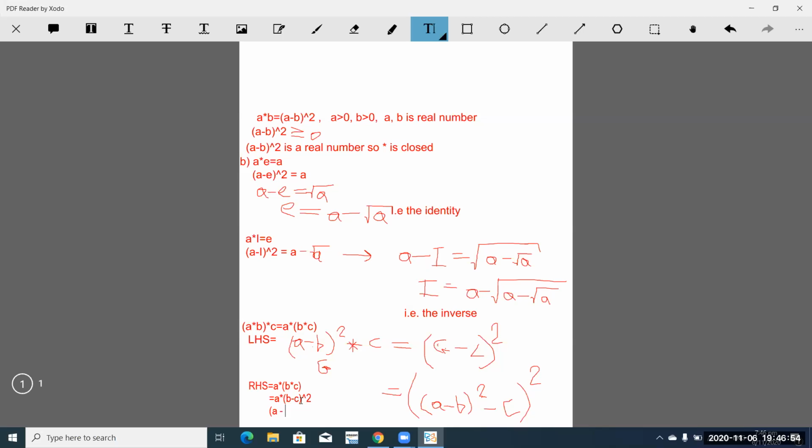What is A star B minus C all squared? Going back to the original thing, you replace B with B minus C all squared. All right? So what would we get now? We're replacing A into A minus B all squared. So what I'm saying is, let me go back to here. A star B is this.